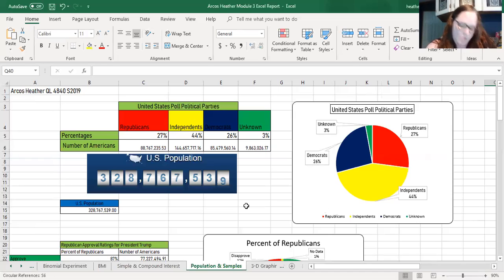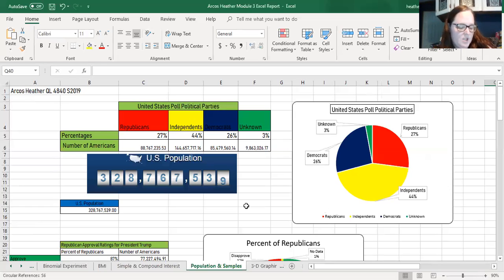Population and sample are important when using data to project probability onto a larger population, because if the sample's too small compared to the actual population, then the data that comes from that survey or study will be off. It's not going to be right. It's going to be off, and you're not going to get an accurate result. If the sample is too large, the same thing happens. You're going to have skewed data.